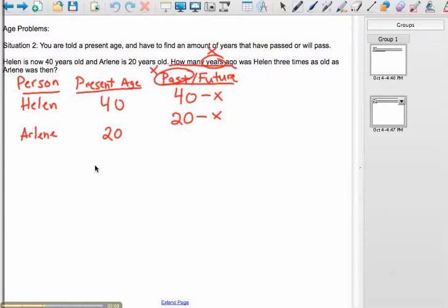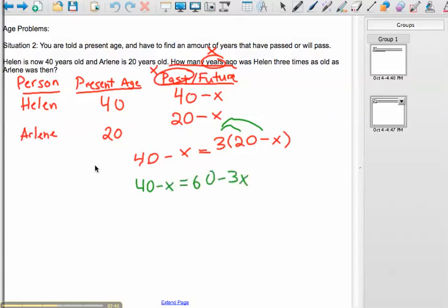And then you have to create an equation based on what you have. Well, Helen was 3 times as old as Arlene was then. So this is telling you, in the past, Helen's age, which was 40 minus X, was equal to 3 times Arlene's age at that time, which was 3 times 20 minus X. So that you just solve. First, as you know, we should distribute the 3. So we should get 40 minus X equals 60 minus 3X.